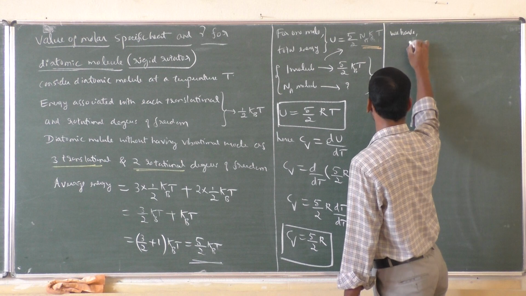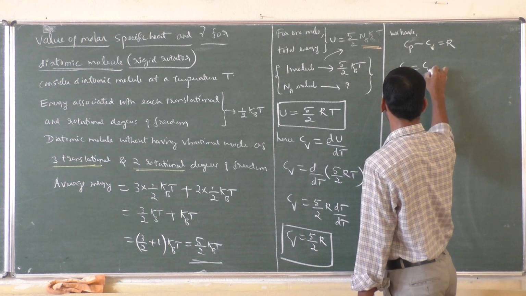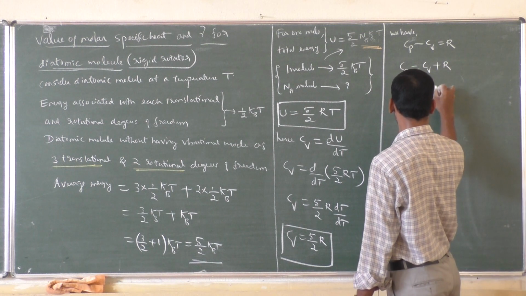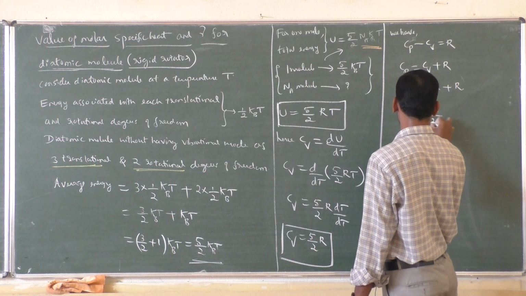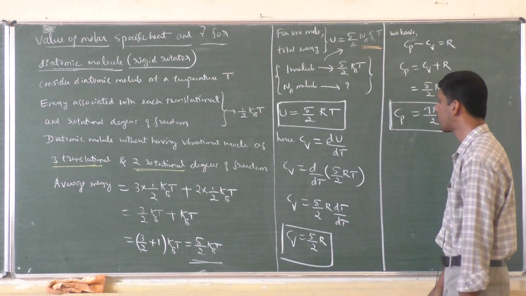We have from the equation Cp minus Cv is equal to R. So therefore Cp should be equal to Cv plus R. What is Cv? 5 by 2 R plus R. That is nothing but 7 R by 2. This is the value of Cp now. Cp is equal to 7 R by 2.